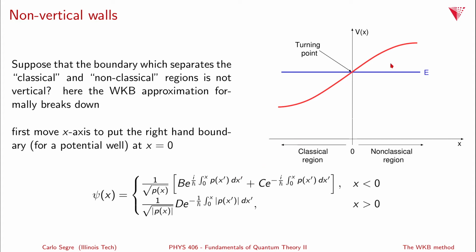In the non-classical region, we only have the decaying exponential, because you can't have a rising exponential in that region, and that is given by the wave function 1 over the square root of absolute value of P of x, d times e to the minus 1 over h bar integral from 0 to x of absolute value of P of x prime dx prime. And this is for x greater than 0. So you start at this point and you integrate the potential out and you get your wave function.